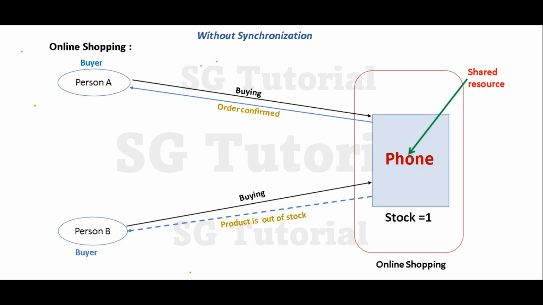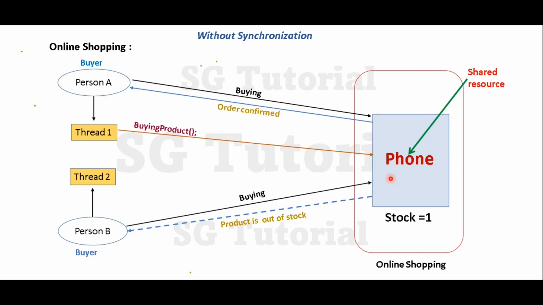Similarly, let's consider that person A is thread 1 and person B is thread 2. So both threads perform the same task of buying a product, accessing the same resource in common, that is the phone. Both threads access the same resource together at the same time. There is no control on accessing the resource, right? So basically, when multiple threads access or use shared resources concurrently without any control, it can lead to a wrong result.